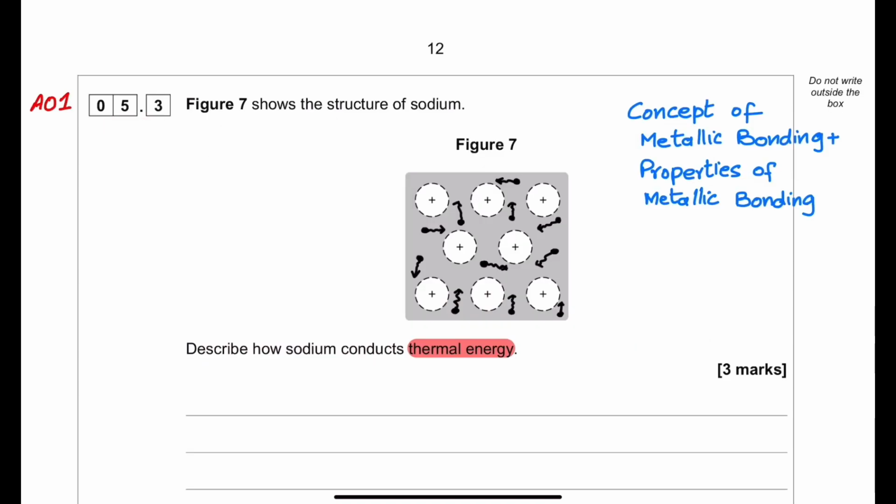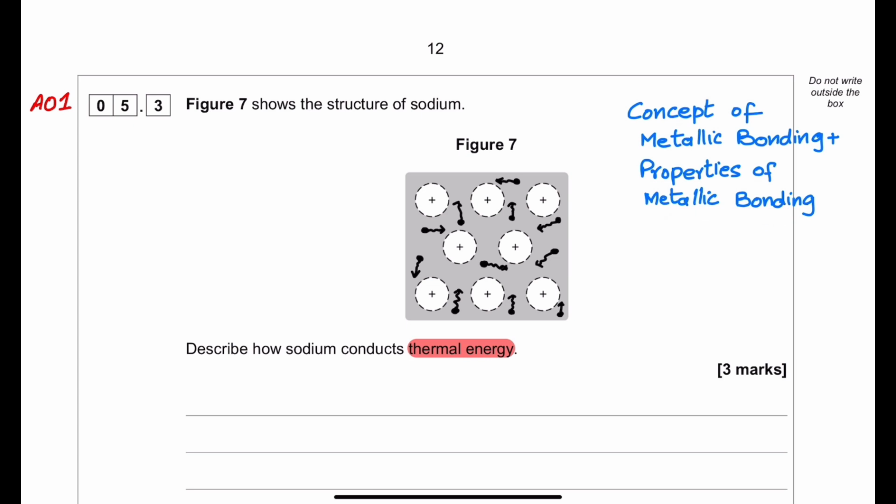5.3. Figure number 7 shows the structure of sodium. This is the structure of sodium metal. These are sodium atoms, and these black ones show the electrons present there. The arrows show that they are moving freely within the structure. It is a metal. It belongs to group number 1. So the question is, describe how sodium conducts thermal energy. It is an AO1 question, and this question is from metallic bonding and the properties of metals.